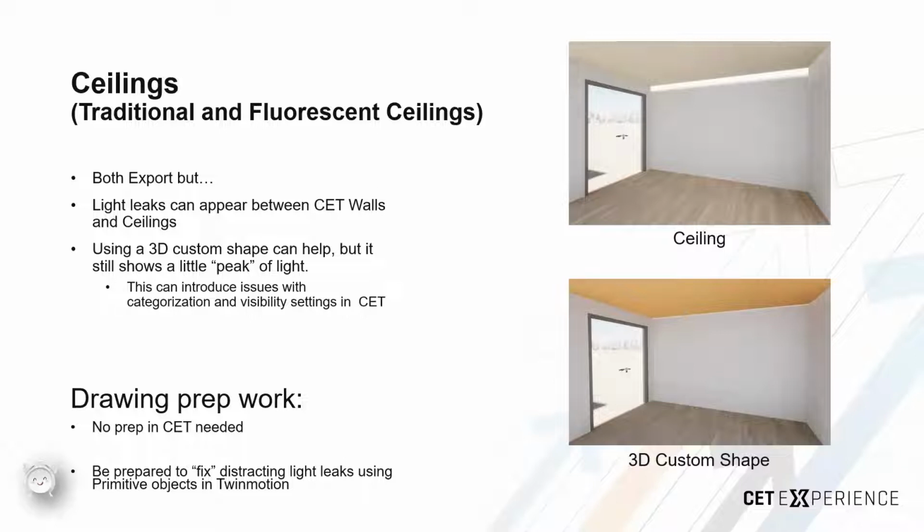So my suggestion is actually to fix this issue in Twinmotion using their primitive objects over the top of the CET native ceilings. This way you don't have to alter your CET drawings and start editing visibility settings, which is a whole other topic. I'd just as soon leave that to the Twinmotion side and fix it there.